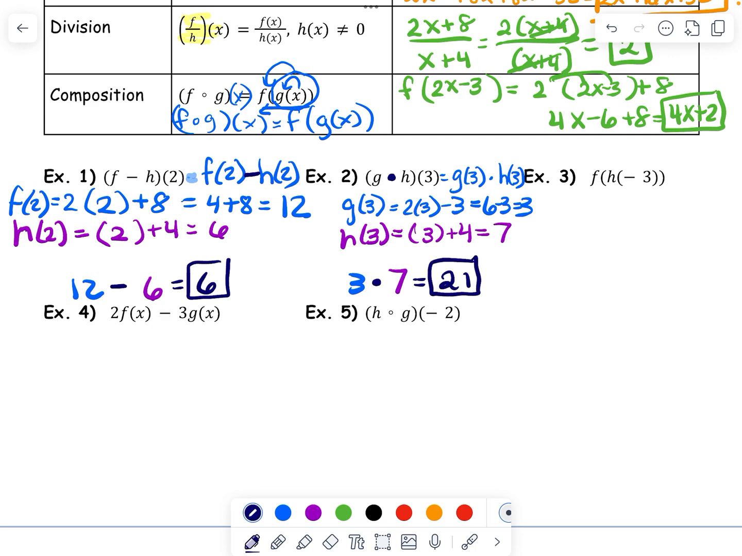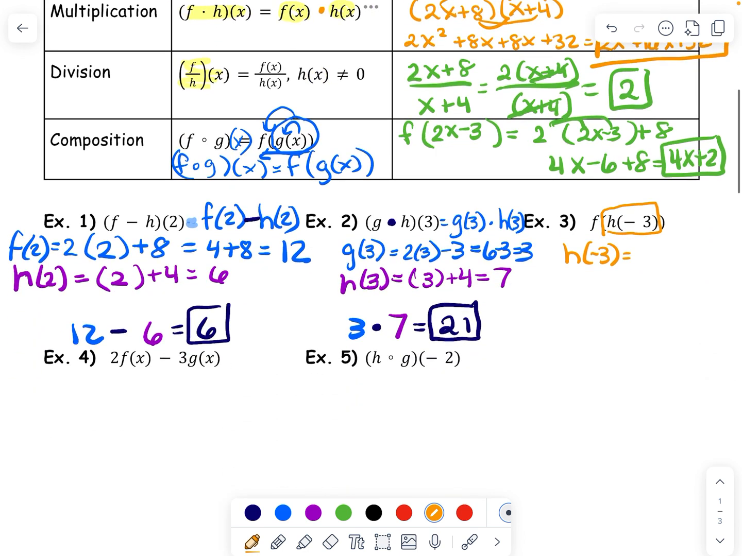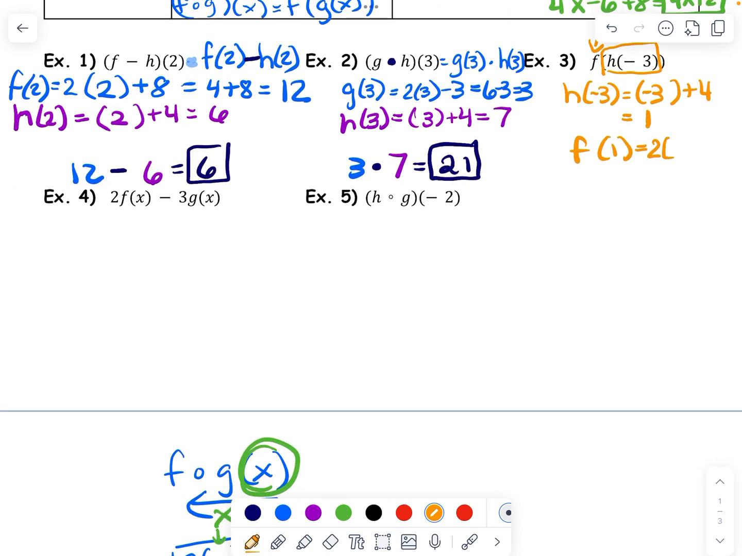Okay. The next thing that we're going to do is composition. So the first thing that we need to find is h of negative 3. And h of negative 3 is x plus 4. So we put a negative 3 in, and that is going to give us a 1. Now we're going to find f of 1, because that's the next thing that we're going to do is the f function. And so when we go to f, that's 2x plus 8. 2x plus 8, and so this is going to be 2 plus 8, or 10.